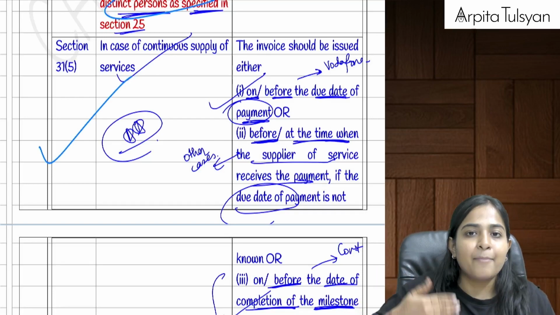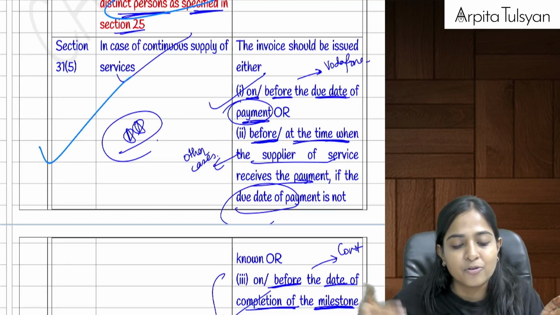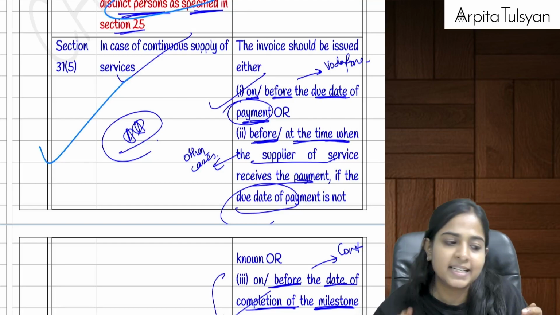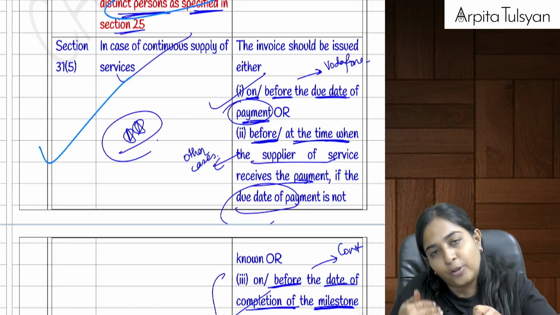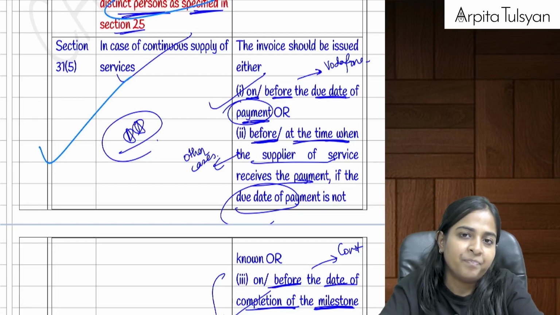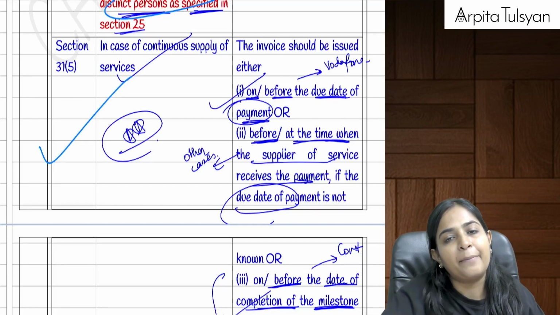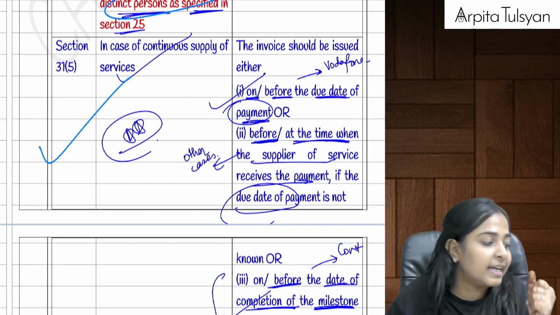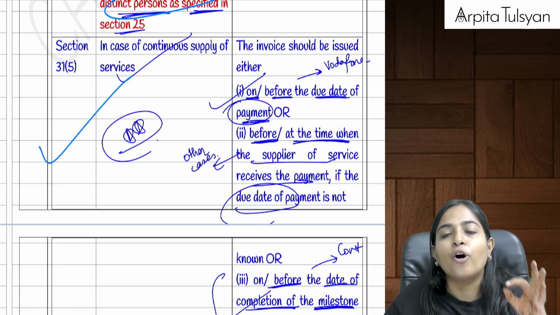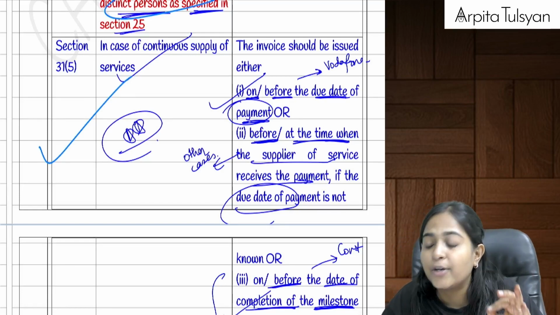That is, the time of service that I'm going to provide you is going to be more than 3 months with periodic payments. I provide you some service, then you make me the payment. I will provide you the service, you will make the payment, and so on. Are you clear with this? Now in case of continuous supply of service, what is the time period for issuing the invoice? The invoice should be issued on or before the due date of payment.